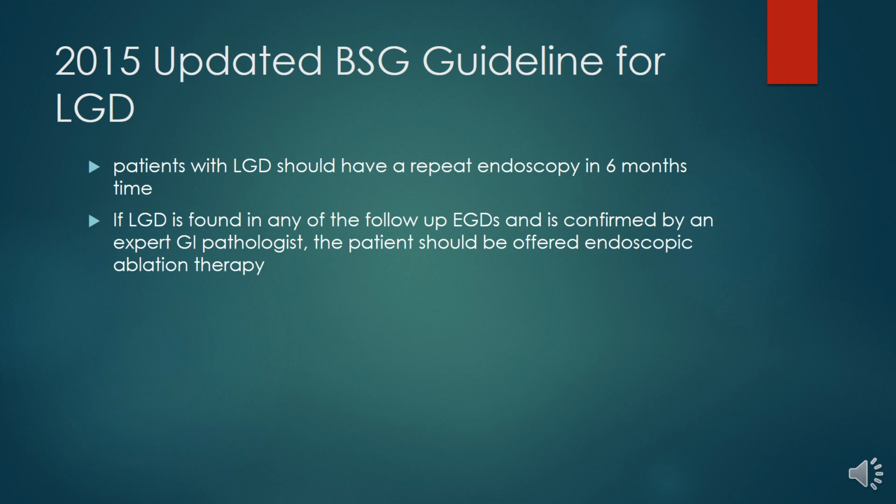Patients with low-grade dysplasia should have a repeat endoscopy in 6 months, and if low-grade dysplasia is found on any of the follow-up esophagogastroduodenoscopies and confirmed by an expert GI pathologist, the patient should be offered endoscopic ablation therapy.